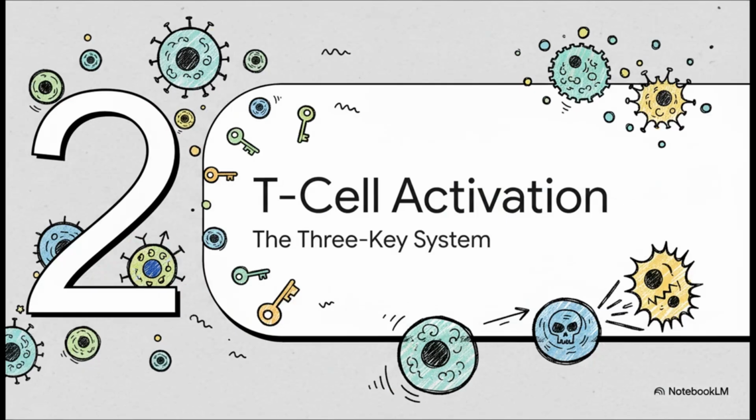Okay, so our antigen-presenting cell is now displaying a piece of a pathogen, but just seeing that isn't enough to launch a full-blown immune response. Activating a T cell is a huge deal. If you get it wrong, you could trigger an attack on your own healthy tissues. So to make sure it only happens when it's absolutely necessary, the body uses a super secure 3-signal activation system.